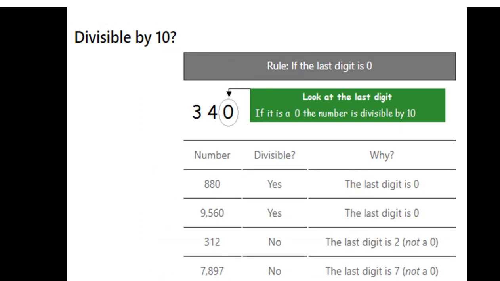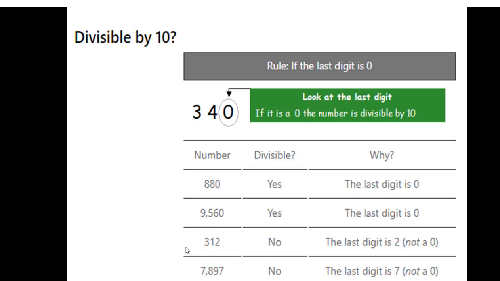Okay. Then divisible by 10. The rule is the last digit is 0. For a number to be divisible by 10, the last digit should be 0. Okay, 340. The last digit is 0, so the number is divisible by 10. Then 880. The last digit is 0, so it is divisible by 10. Here also 9,560. The last digit is 0, so this number is divisible by 10.